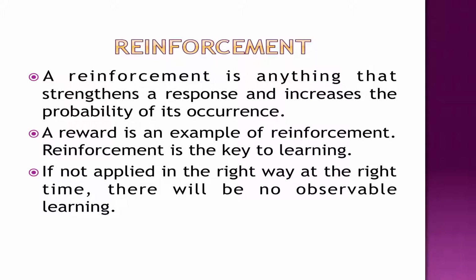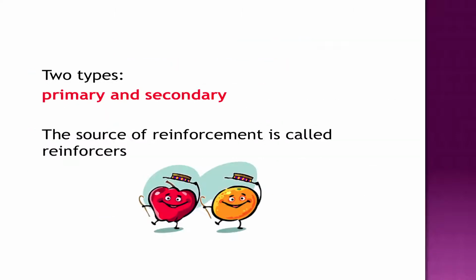Reinforcement is the key to learning. If it is not applied in the right way at the right time, there will be no observable learning. Reinforcement is of two types, primary and secondary. The source of reinforcement is called a reinforcer.